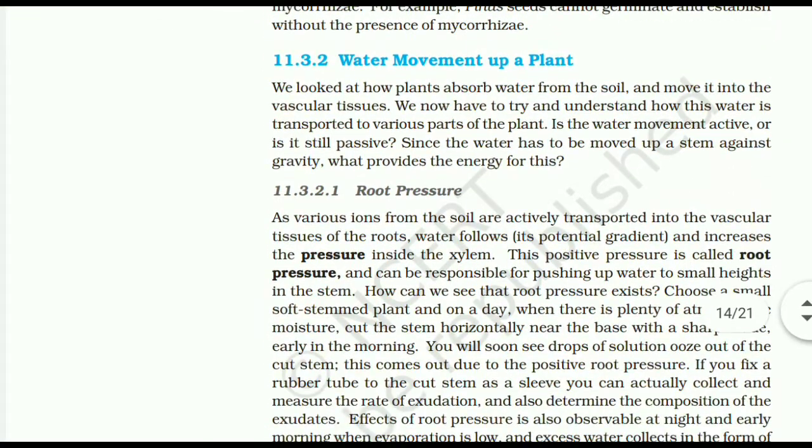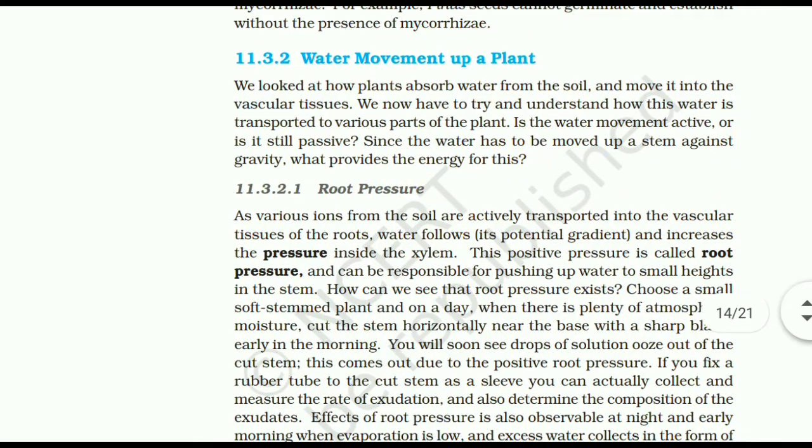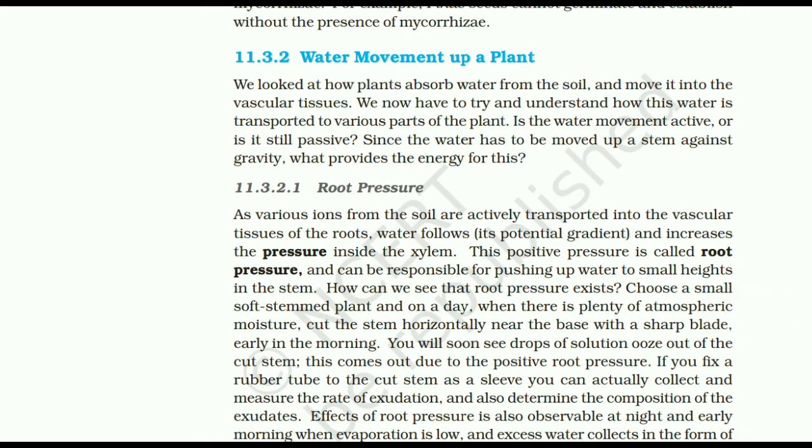11.3.2 Water movement up a plant. We looked at how plants absorb water from the soil and move it into the vascular tissues. We now have to try to understand how water is transported to various parts of the plant. Is the water movement active or is it still passive? Since the water has to be moved up a stem against gravity, what provides energy for this?